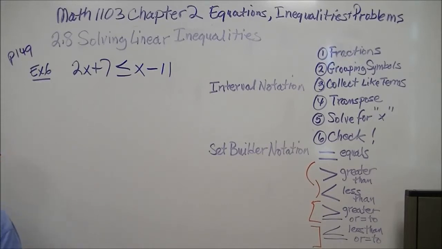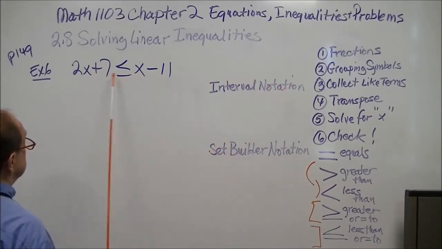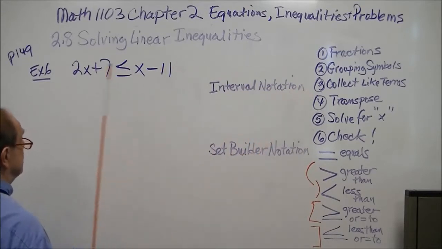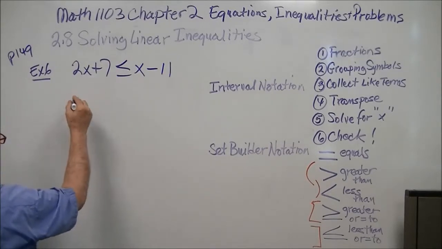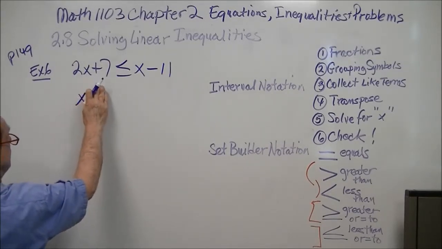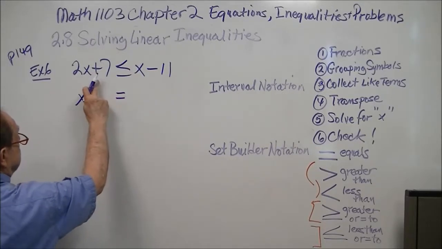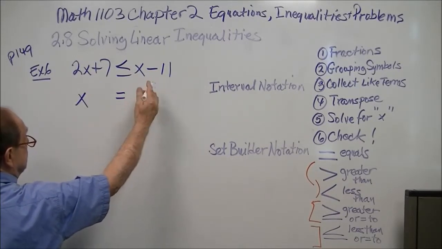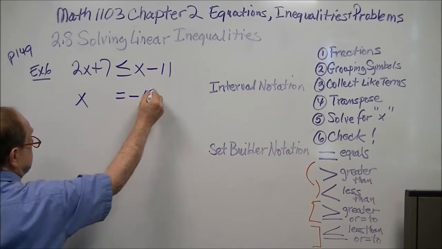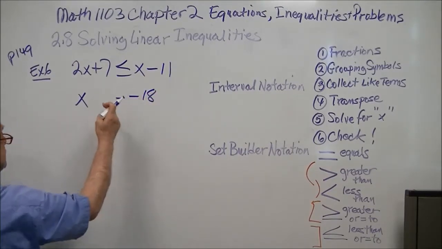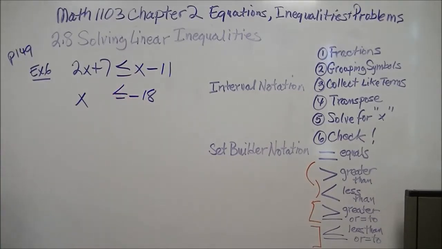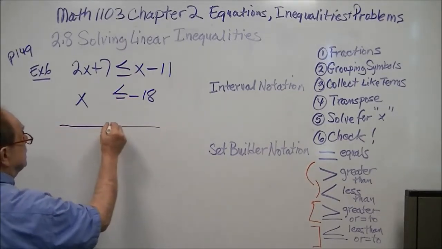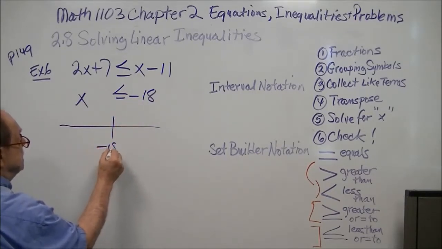So here there's no fractions, there's no grouping symbols, there's no collecting like terms, but we need to transpose, so we isolate the x's. So if I move the x over to this side, this just becomes x. I move the 7 over to this side, this now becomes a -7, and this will then become a -18. And we have to use the correct sign. There we go. So to do our graph, the number we're interested in is -18.